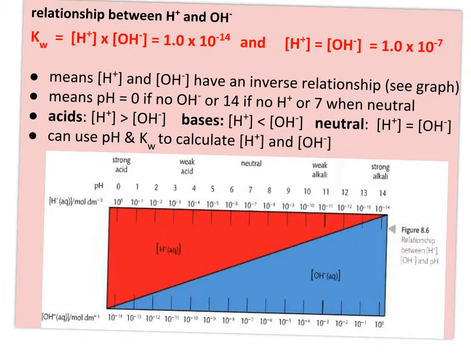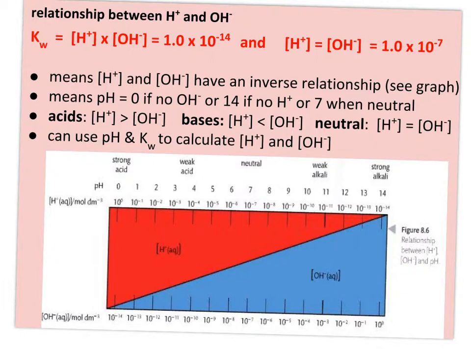So H plus and OH minus have an inverse relationship since this constant has to hold true. If I increase H plus, as I look at my equation here, OH minus would have to decrease, and I see that. If H plus increases from 10 to the minus 7th to, say, 10 to the minus 6th, then OH minus decreases to 10 to the minus 8th. If H plus decreases to 10 to the minus 10th, then OH minus increases to 10 to the minus 4th. So there's a very linear inverse relationship here.